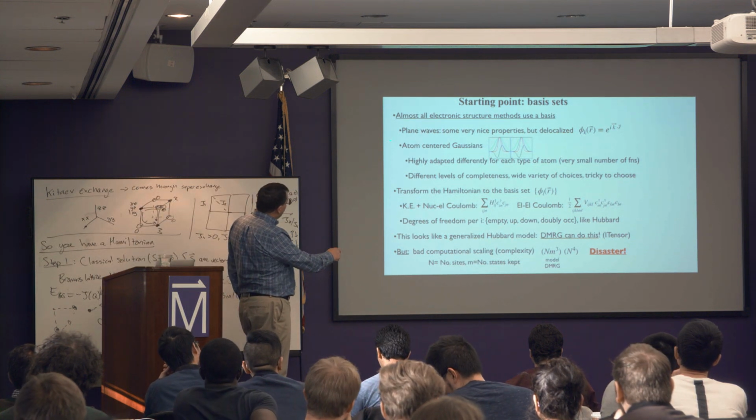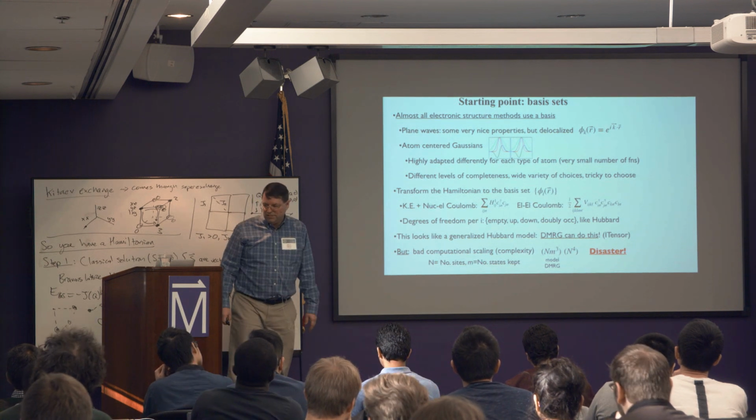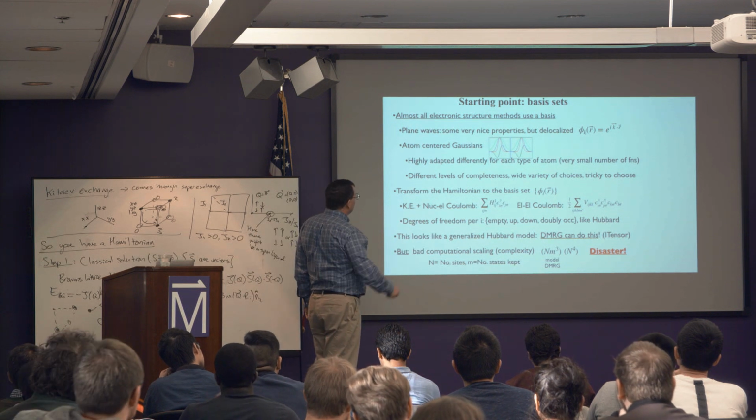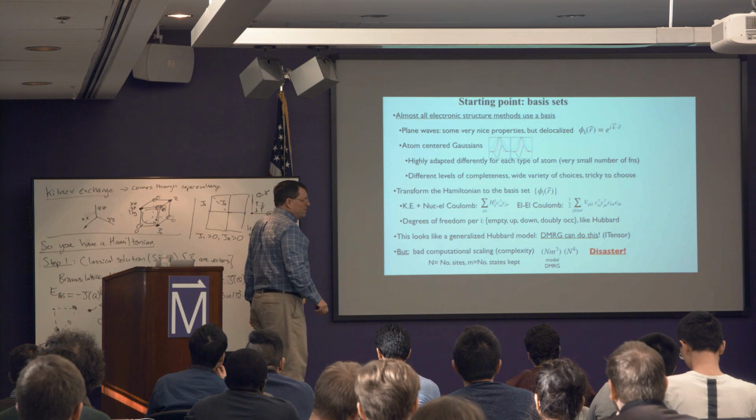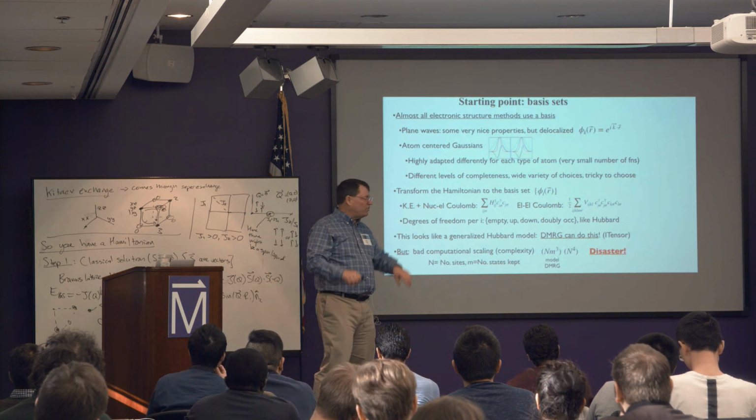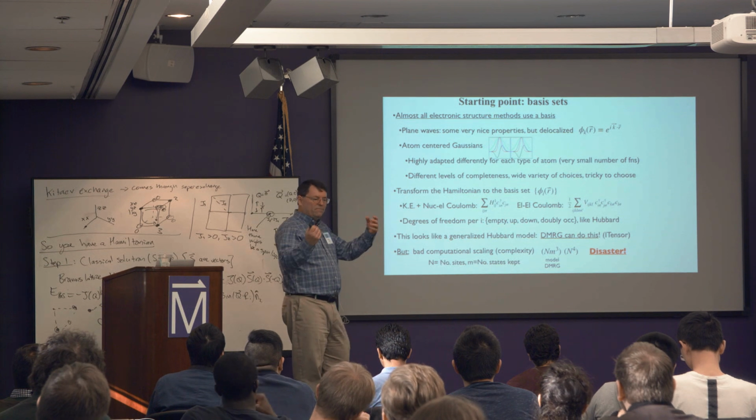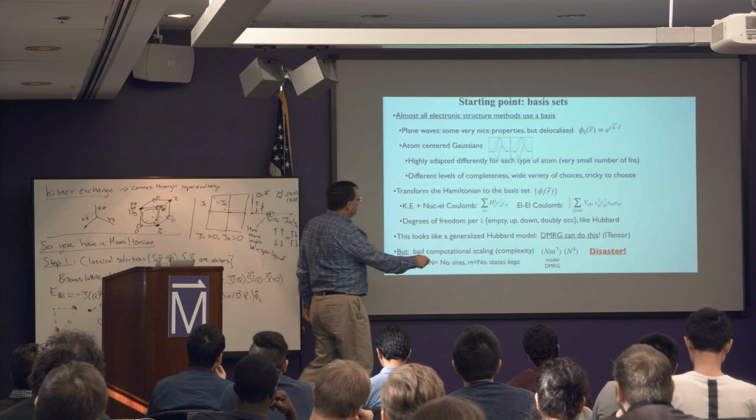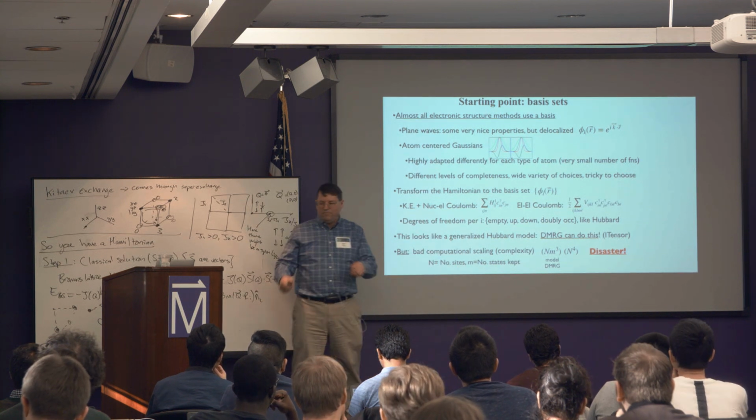In quantum chemistry, it's much more popular to use atom-centered Gaussian functions. So on each atom, you put a set of Gaussian functions. These functions are highly adapted. They're adapted differently for each atom to get that atom treated very well, and also the atom in its usual chemical environment. They're highly adapted so that it ends up with a very small basis, much smaller than your usual plane wave basis.